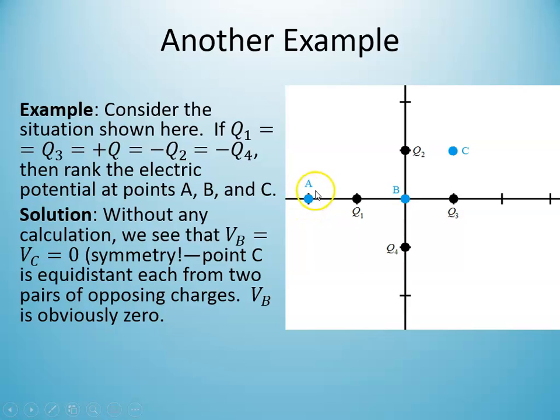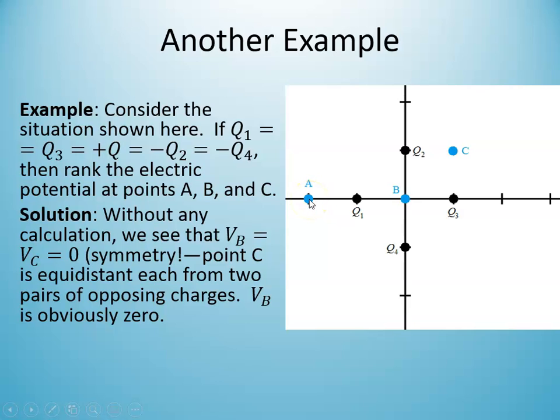Point A is closest to Q1, which has a positive electric potential. It's farthest from Q3, which also has a positive electric potential. So you might wonder, well, what about Q2 and Q4, which are both negative? Well, if we say that the distance from point A to charge 1 is 1 unit, then the distance from point A to charges 2 and 4 is square root of 5 units. Well, square root of 5 is more than 2.